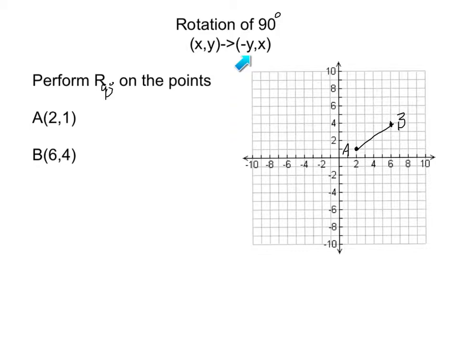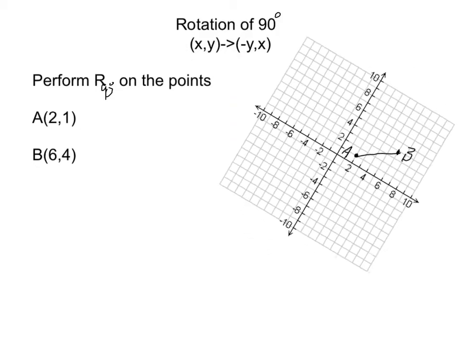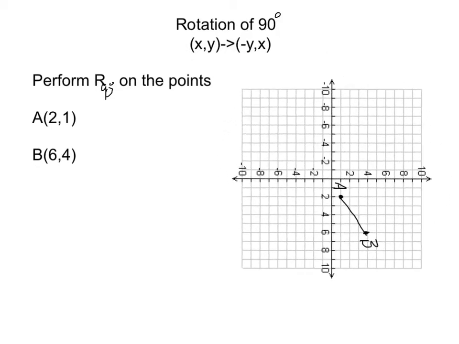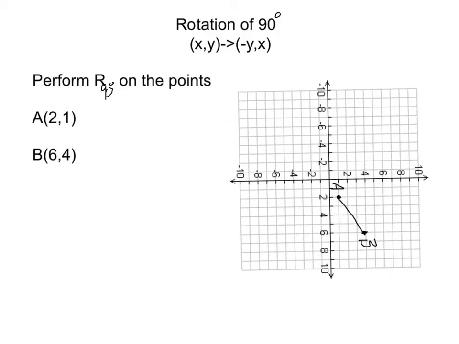So if you actually take your graph and you rotate it 90 degrees clockwise, right? Now you turn your graph on the side. What we're going to do is we're actually going to take the original coordinates they gave us and we're going to replot them on the new look of the graph. So I'm actually going to plot my point 2 comma 1 as my a prime, and I'm going to plot my point 6 comma 4 as my b prime.